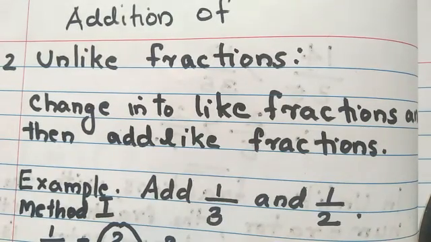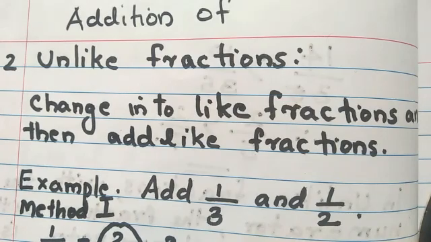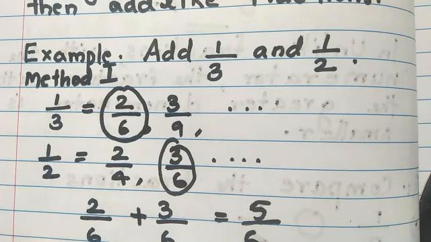Add 1 by 3 and 1 by 2. These are two unlike fractions, so there are two methods. First one, by writing equivalent fractions. As in the case of comparison, we write some equivalent fractions of both fractions. So we get 1 by 3 equal to 2 by 6, 3 by 9, etc., and 1 by 2 equal to 2 by 4, 3 by 6. How? By multiplying by 2 by 2, then 3 by 3, etc.